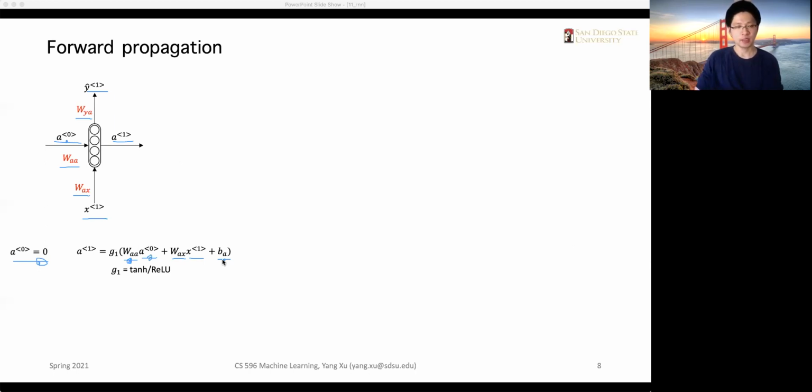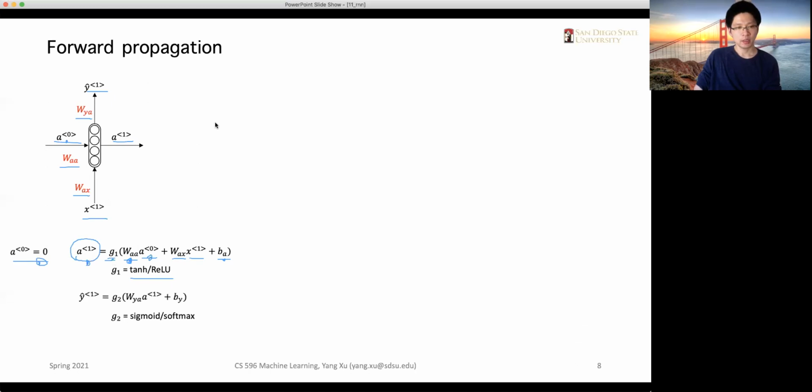Then we can use an activation function, which could be tanh or ReLU. That is how we compute A1. So this is the activation for the current time step.